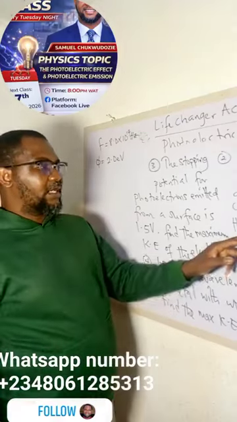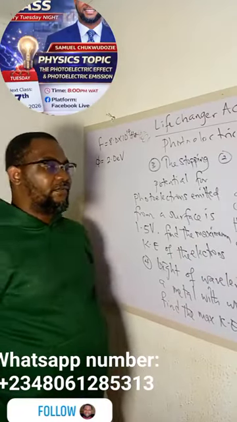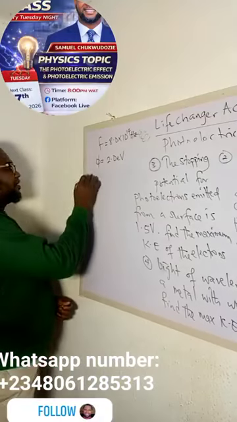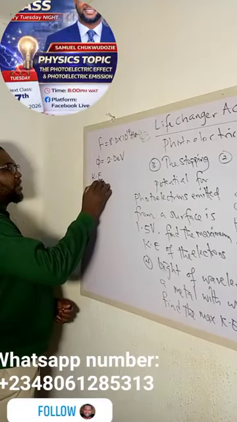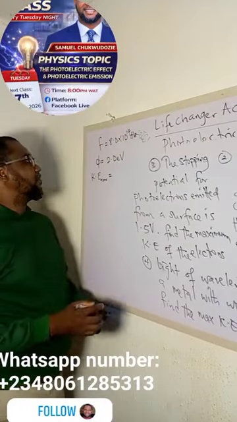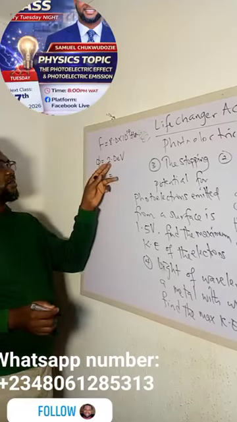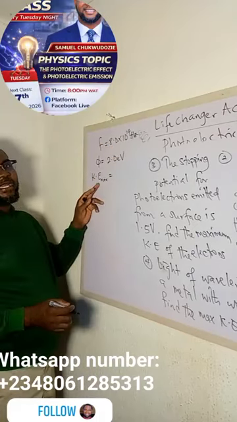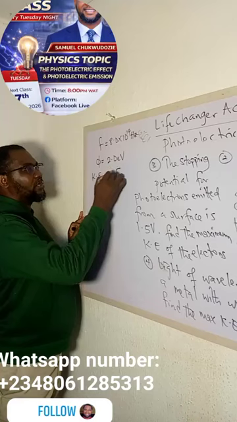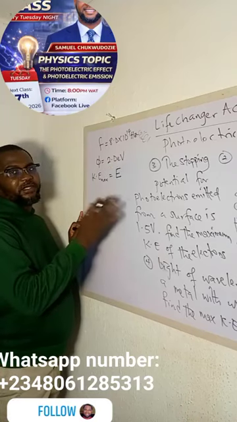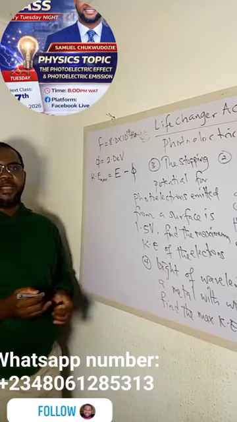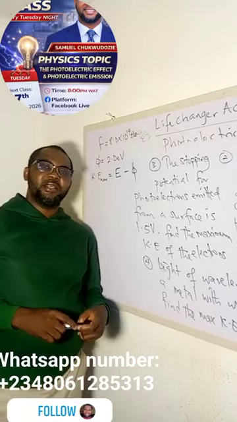Now we are asked to calculate the maximum kinetic energy of electrons. This is very simple. I already told us what maximum kinetic energy of electron is. Since we are given the work function and the energy of the incident light, we can say that the maximum kinetic energy is equal to the difference between the energy of the incident light and the work function. I gave this earlier when we started.